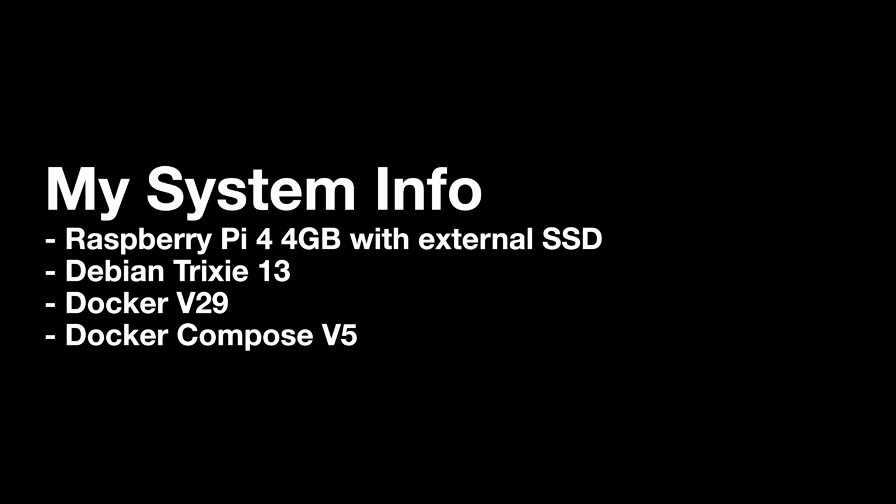Before moving on to the install, I would like just to say what system I'm going to be running web portal on. I'm going to be using a Raspberry Pi 4 with 4 GB of RAM that has an external SSD attached. It's going to be running Debian Trixie, which is Debian 13, and it's going to be running Docker version 29 with Docker Compose version 5 installed. So your commands may be slightly different if you're running a different system or different version. With that out of the way, let's move on to the actual install.